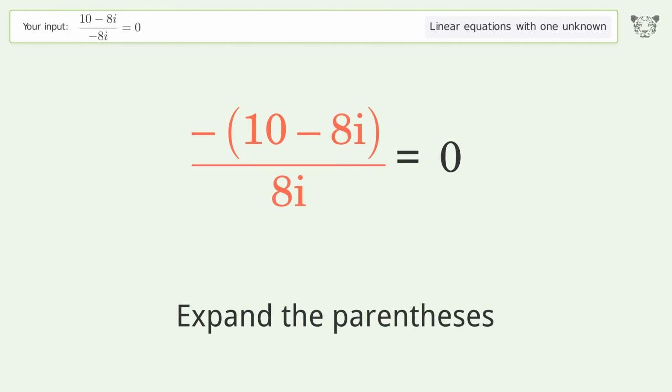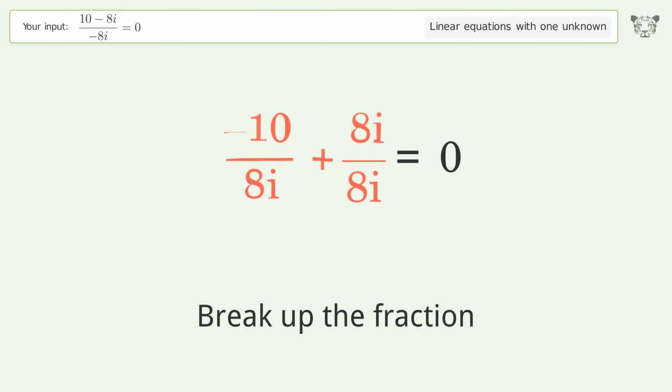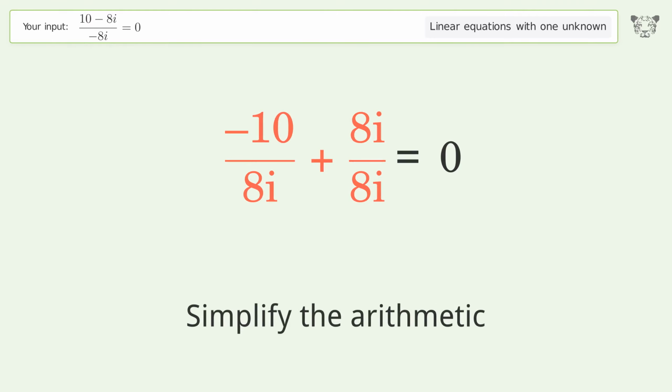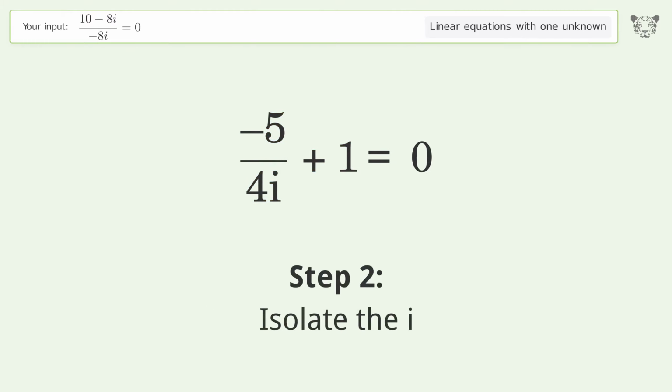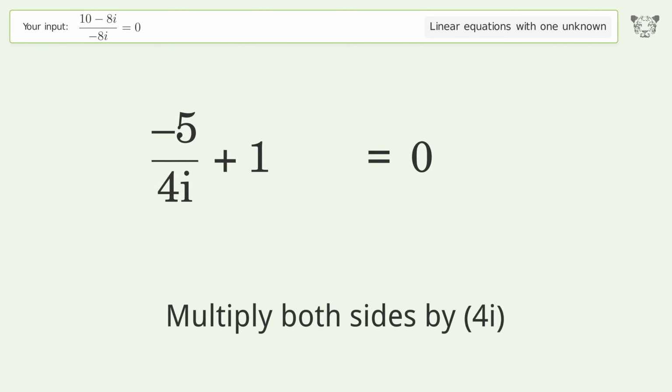Expand the parentheses. Break up the fraction. Simplify the arithmetic. Isolate the I. Multiply both sides by 4i.